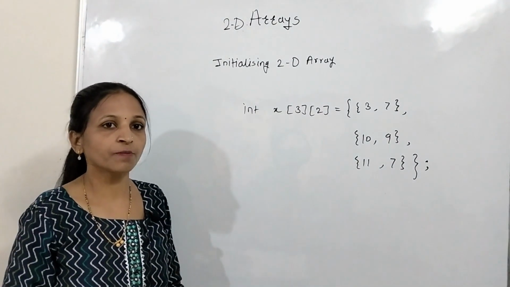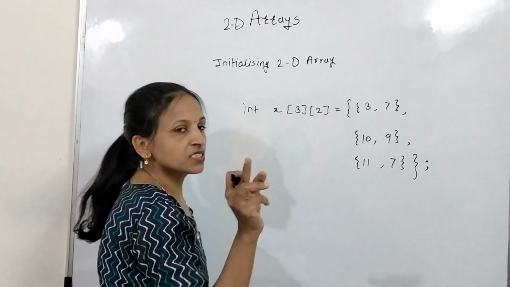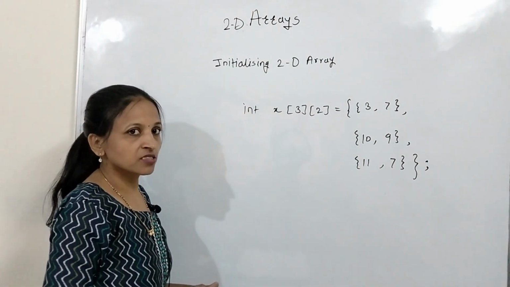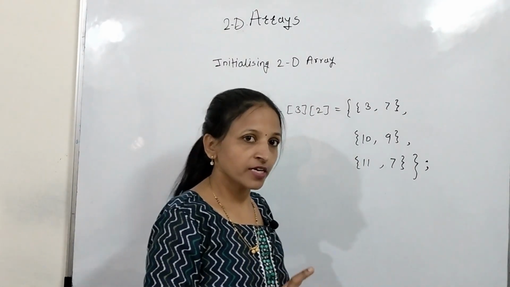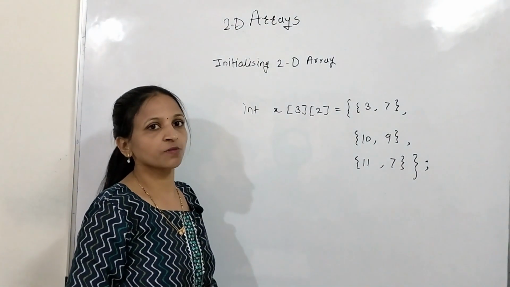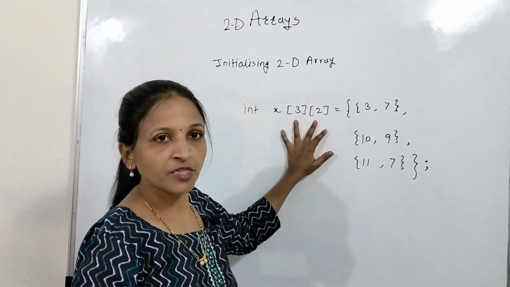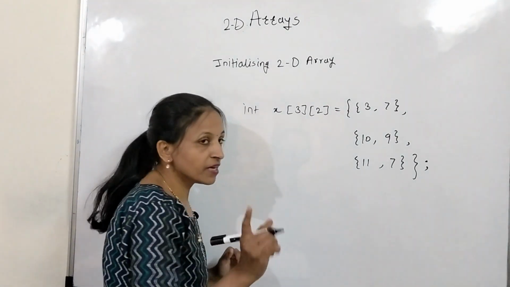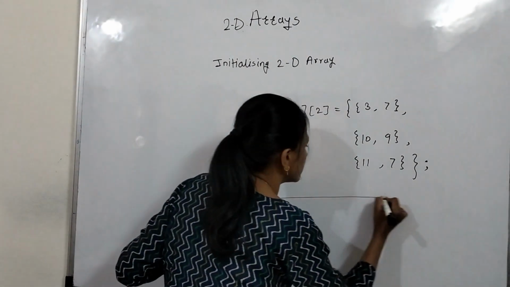Now how will the internal memory representation be? Here 3 by 2 means 6 elements will be there. Considering one integer takes 2 bytes; higher compilers or higher system configurations will take 4 bytes for one integer, but here I am considering a 16-bit system, so 2 bytes for one integer. Total 6 elements should be stored here, and for that 12 bytes will be allocated in memory, and the allocation will be contiguous.